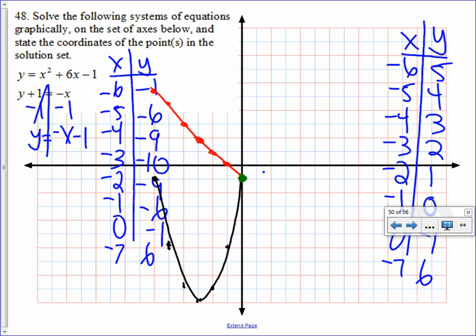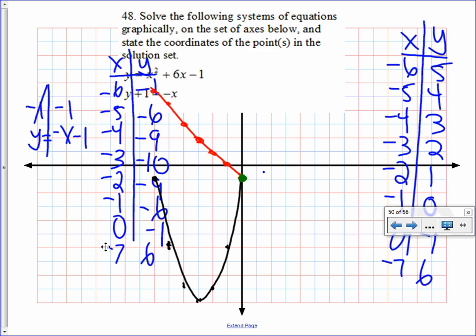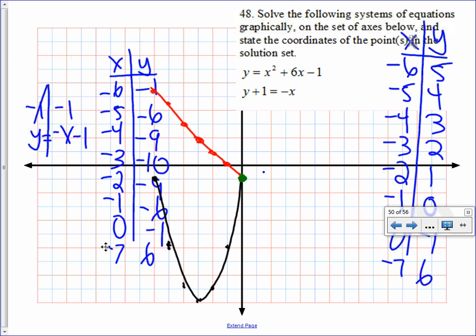I plot it. Let me see if I can move this. That might be a little bit better. A little better. -1, 2, 3, 4, 5, 6, 7. 1, 2, 3, 4, 5, 6. I connect it to both of them. And my points of intersection are 0, -1, and -7 comma 6.